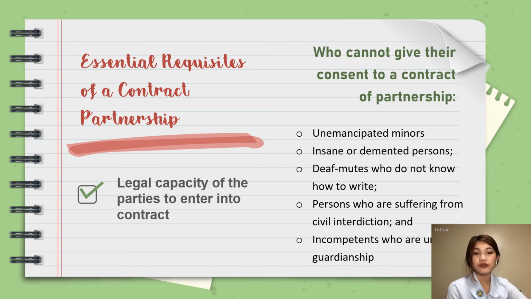Anyway, they still fall under medical issues. Next are deaf or mutes who do not know how to write. Since deaf and mutes are not able to communicate as any other person would, they are also not given consent to enter into any contract. Next, persons who are suffering from civil interdiction. When we say civil interdiction, these are the people who do not have the ability to manage their estate, maybe because they have mental issues and such, or any other medical concerns.